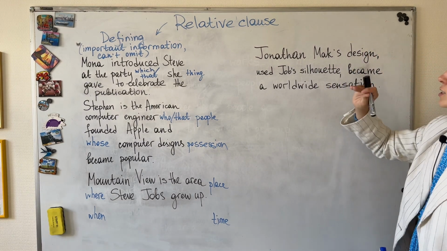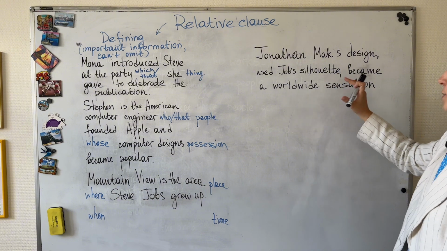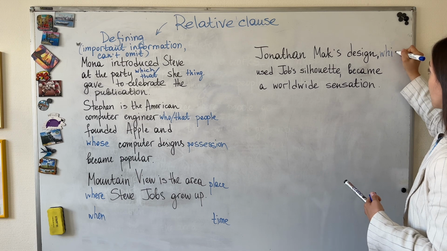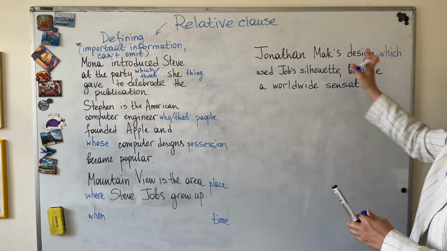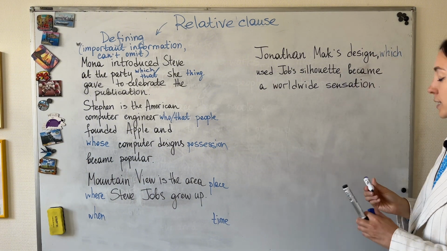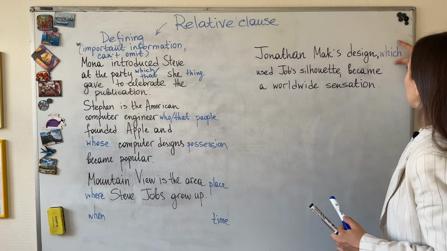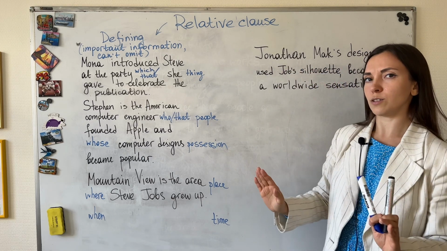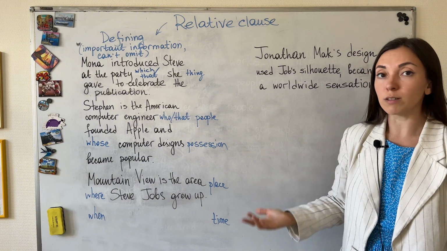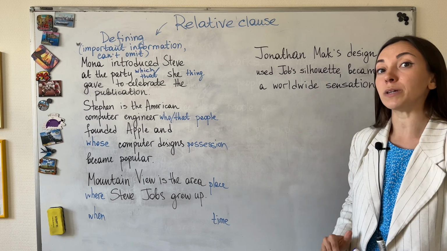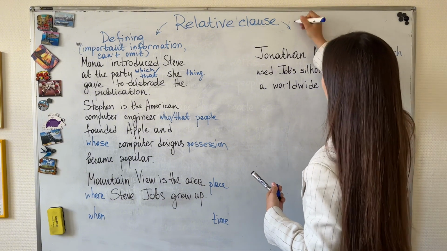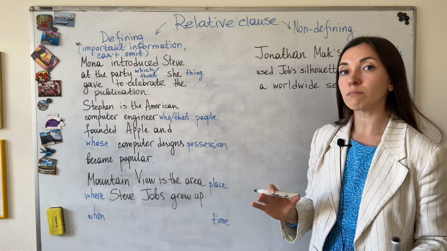What is missing here? Jonathan Mack's design, used Jobs' silhouette, became a worldwide sensation. Here, we will use which. Jonathan Mack's design, which used Jobs' silhouette, this design used Jobs' silhouette, became a worldwide sensation. In this sentence, can I omit this part? May I not use it? Okay, let's try. Jonathan Mack's design became a worldwide sensation. Looks fine. So in this case, we can omit it. Without it, the sentence will make sense. That's why we call it non-defining. It means not important, we can omit it.